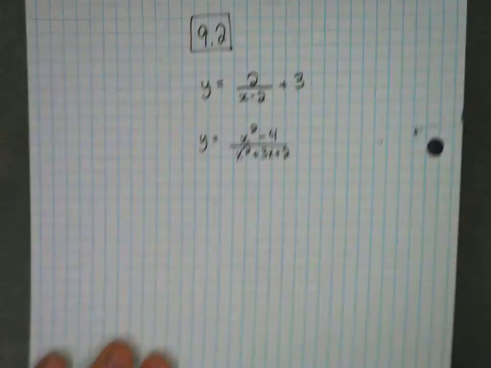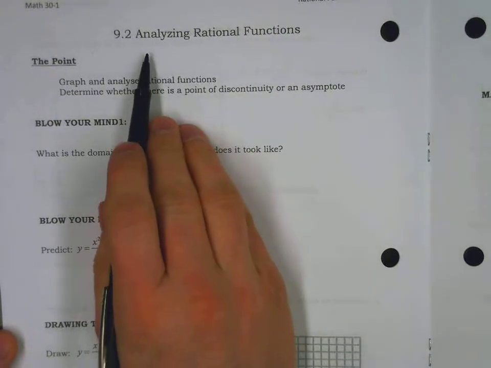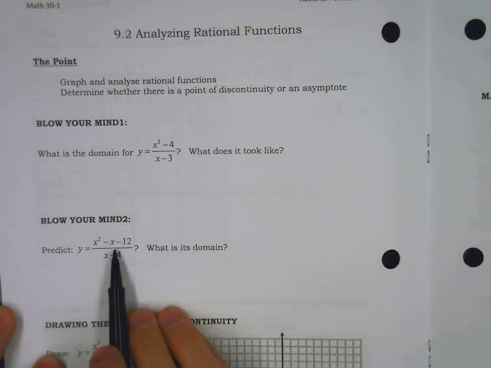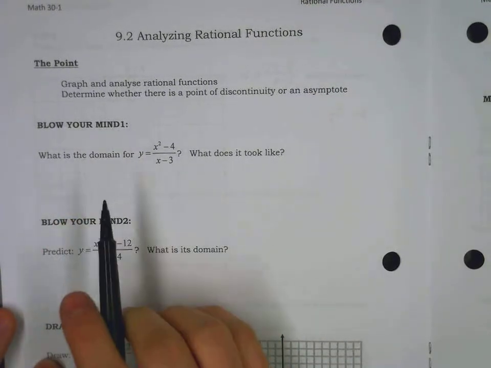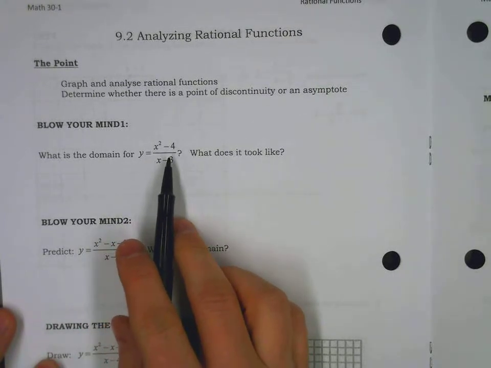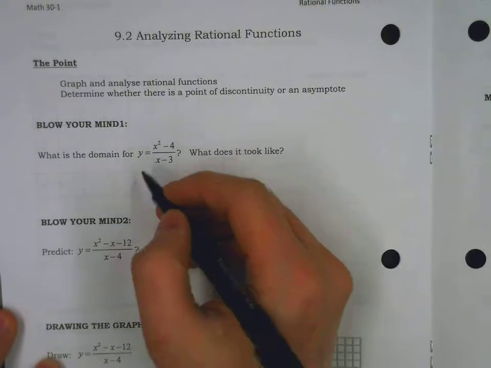As we begin a conversation about rational functions and their analysis, I have 2 headings in our calculator to examine. Blow your mind 1. First question, what is the domain for (x squared minus 4) over (x minus 3), and a prediction of maybe what it looks like. So what is the domain?